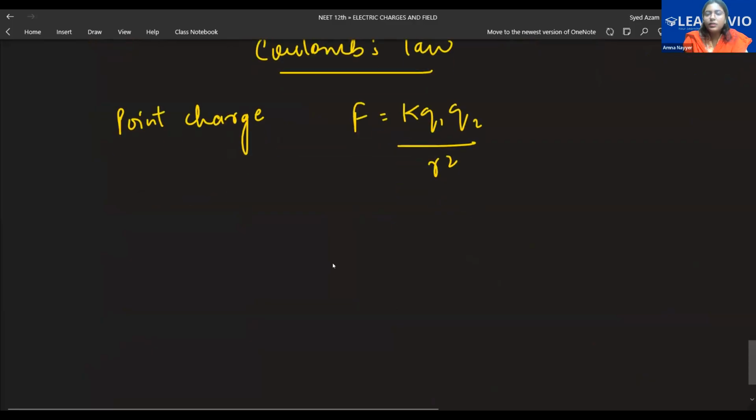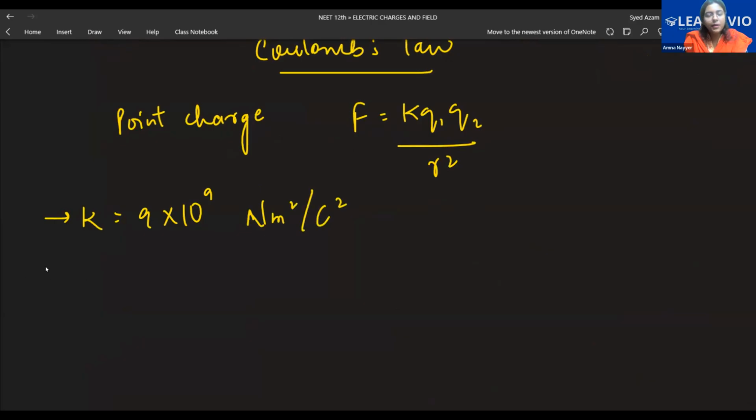Now, things which you already know and which you both should remember, that is the value of K. This is 9 into 10 to the power 9 Newton meter square per Coulomb square. Also, you should know the permittivity of free space. That is the value of this epsilon naught, which is 8.85 into 10 to the power minus 12, right? And what's the unit? Coulomb square per Newton meter square, just inverse of it. Apart from this, regarding Coulomb's law, this Coulombic force, it's a conservative force.